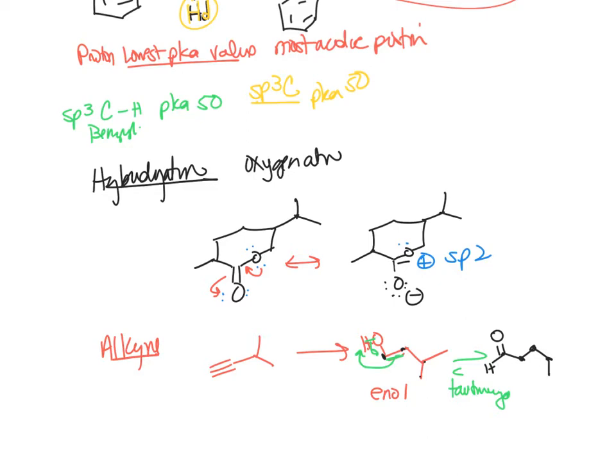Make sure you count your carbons. Okay, so that tautomerizes to an aldehyde. So how do you go from an alkyne to an aldehyde?